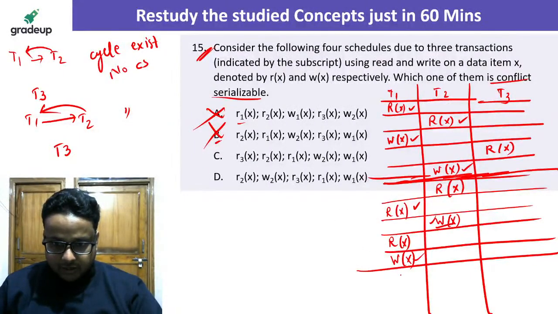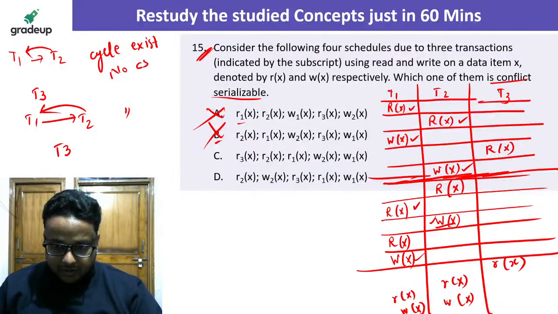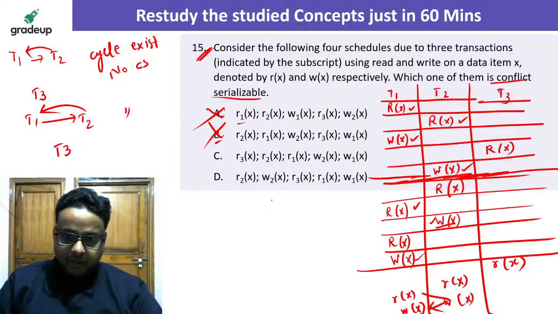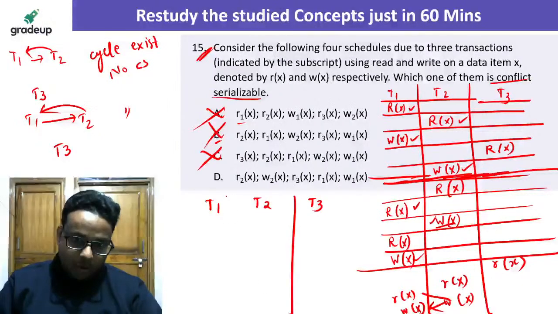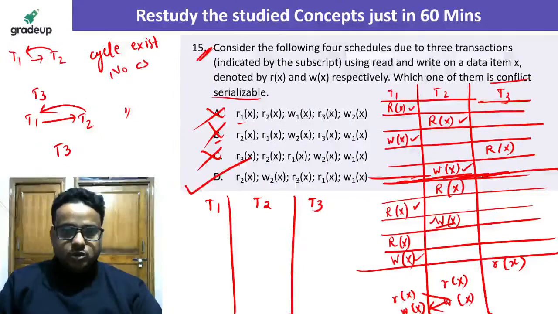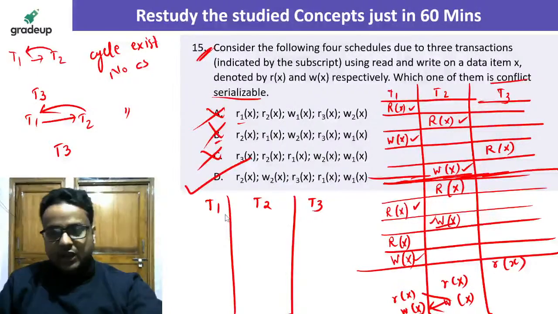Now the next, third: R3X and R2X, R1X and W2X and W1X. Obviously you can see this is making a conflict and this is making a conflict. So again C will not be the correct one. Now for D, obviously we do not need to check. The answer will be option number D undoubtedly.